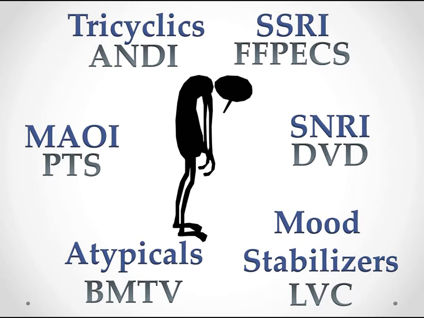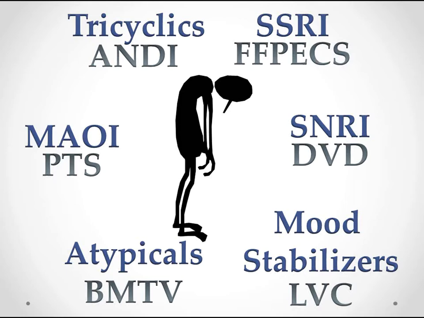And then we move on to the atypicals, and I think it would be very atypical to have a TV channel called BMTV, or bowel movement television. So B standing for bupropion. I always add an extra R in there. And the M for mirtazapine, the T for trazodone, and the V for venlafaxine.